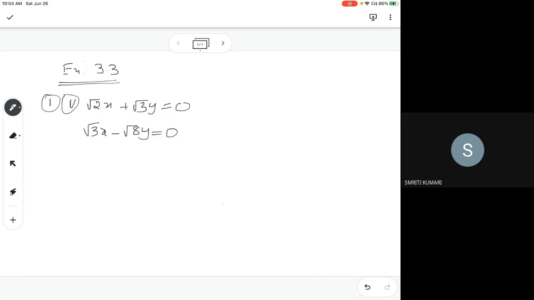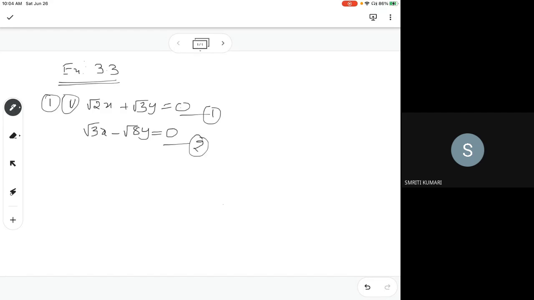But how do we solve it? Some of the students may have a doubt: how do we find the solution of this one? It is just substitution only. Consider this as equation number 1 and this as equation number 2.